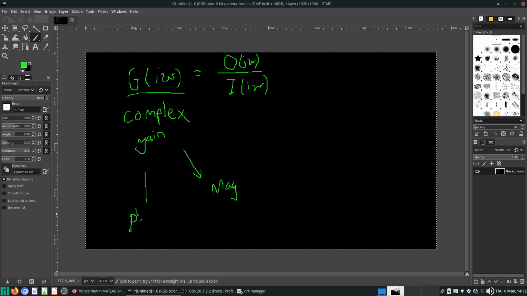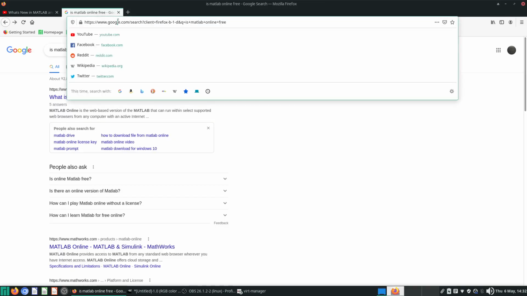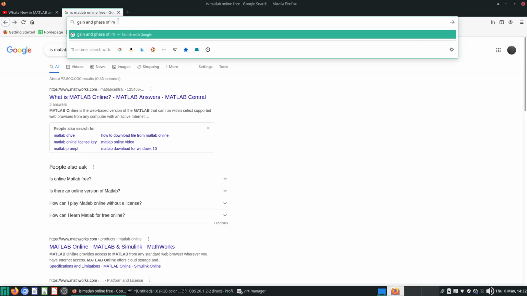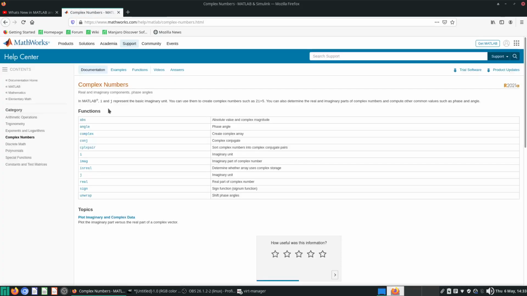From this complex gain, you will be able to take a look at its magnitude, and you will be able to look at its phase. How are we supposed to get the magnitude and phase? In MATLAB, just search gain and phase of imaginary numbers on Google, and you'll be able to find some of this. Very easy. There are two methods, two functions that are supposed to get you your gain, magnitude, and phase angle.